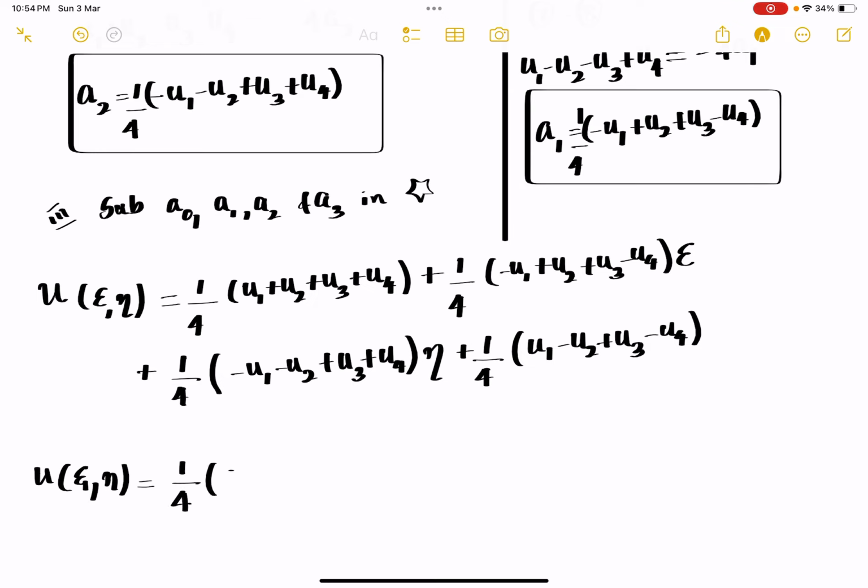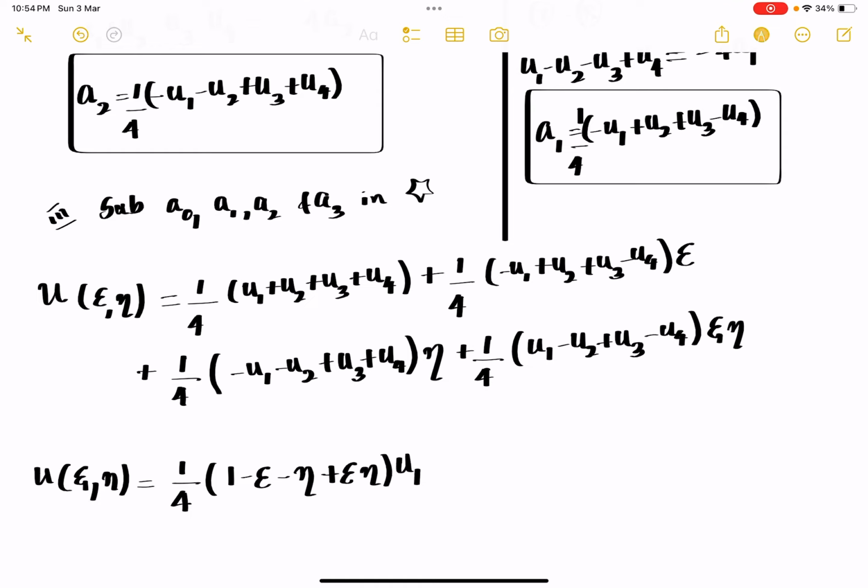So it will be 1. And the coefficient in this term is minus epsilon. And the coefficient in this term is minus eta. And the coefficient in this term, okay, I forgot epsilon eta. The coefficient in this term is plus epsilon eta into u1.